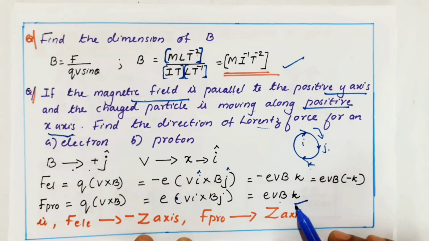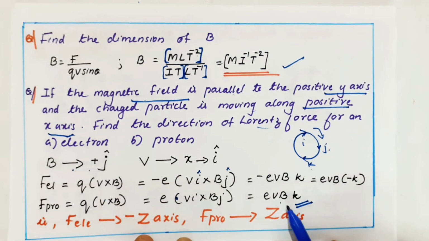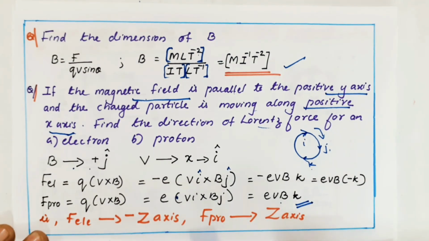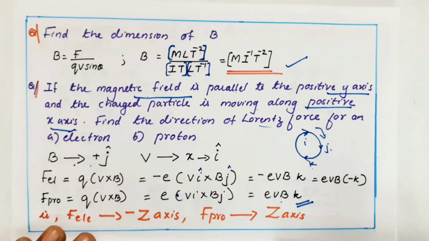So from this I understood the force on electron and force on proton are equal in magnitude but opposite in direction. So I am telling here the force on electron is along negative z-axis because K means z-axis. Force on electron is along negative z-axis and force on proton is along positive z-axis. So it's very simple to find the direction of force. How can we find the direction of force? The direction of force we can find by Q into V cross B.